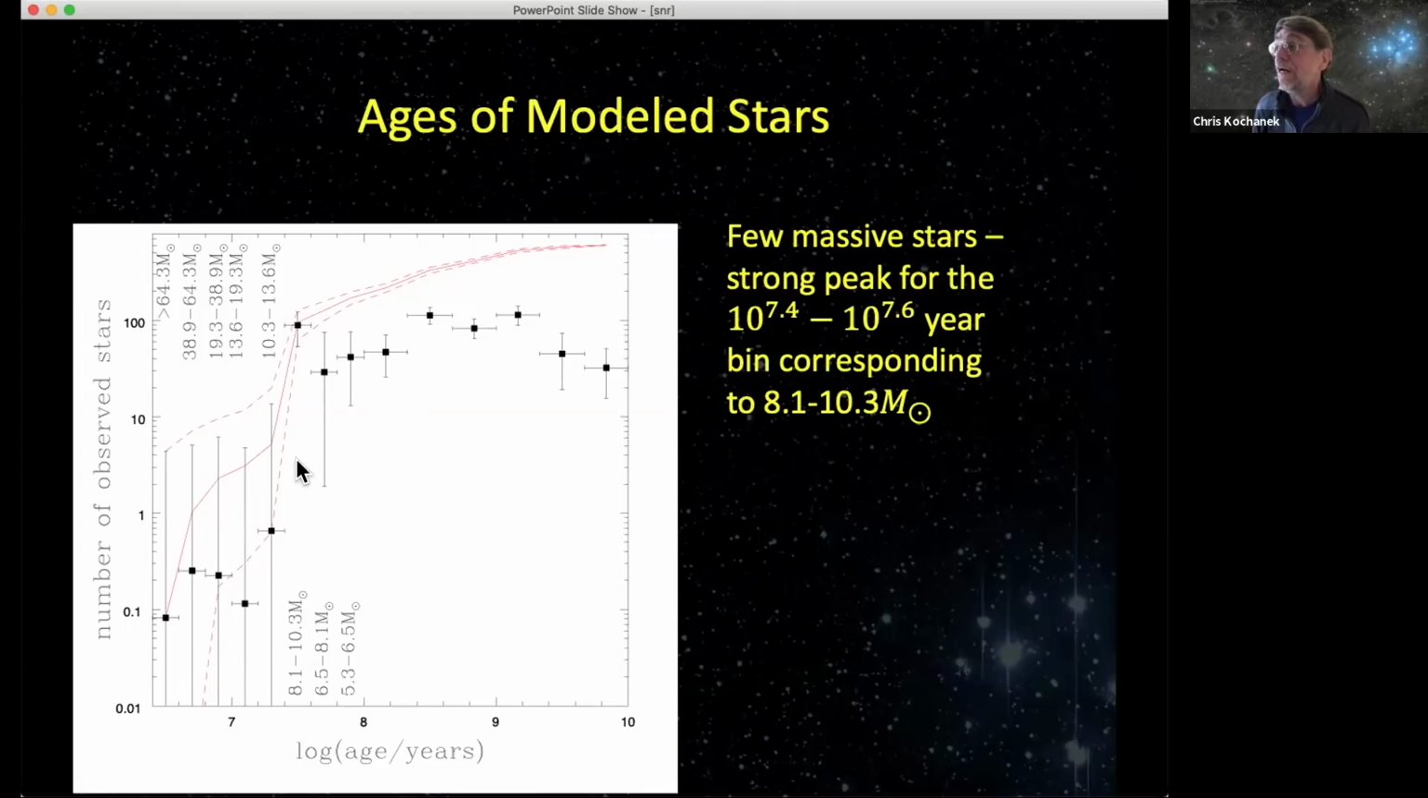Okay. And if you ask what mass range that corresponds to, it's sitting right at the bottom of the mass range where you expect supernova from, nominally 8.1 to 10.3 solar masses.